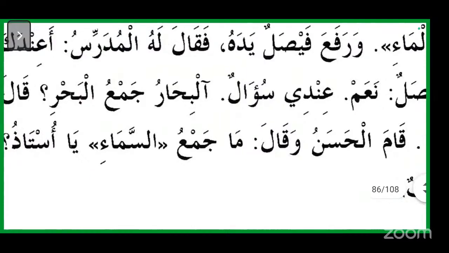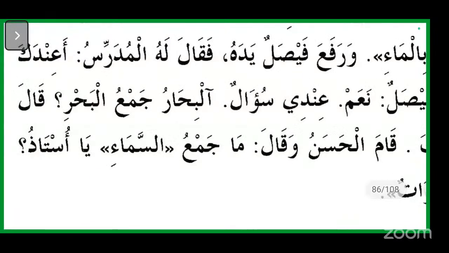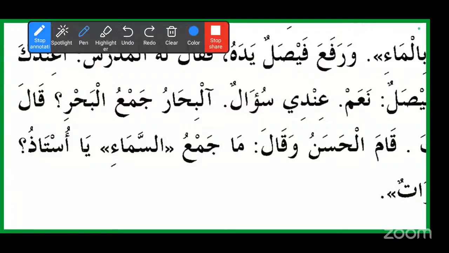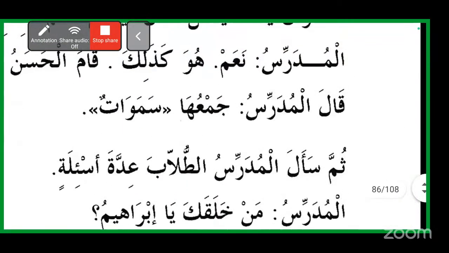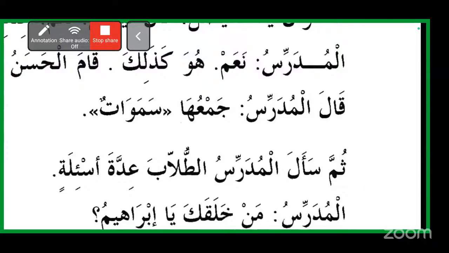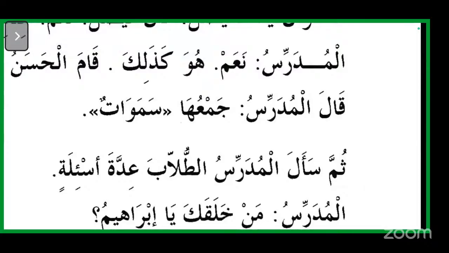قام الحسن. Qama. He stood up. Who stood up? Hassan stood up. Waqala and said, Ma jam'u samai ya ustadu. What is the plural of as-samai, O teacher? قال المدرس جمعها سماوات. The teacher said its plural is samawat.